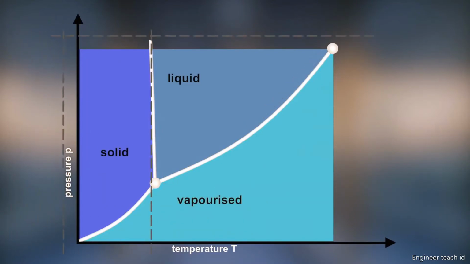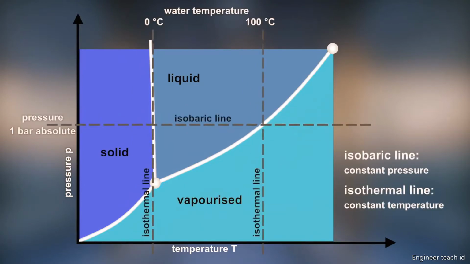At a constant pressure of 1 bar absolute, water in its solid state, which is ice, melts to liquid water at a temperature of 0 degrees Celsius. Keeping the pressure constant at 1 bar absolute, liquid water evaporates when the temperature is increased above 100 degrees Celsius.